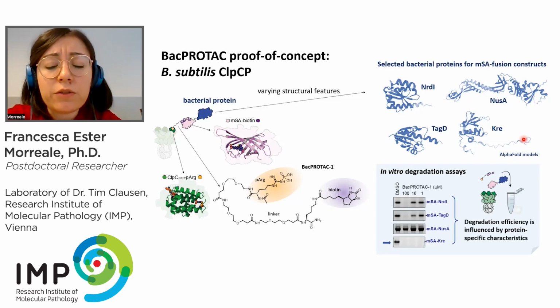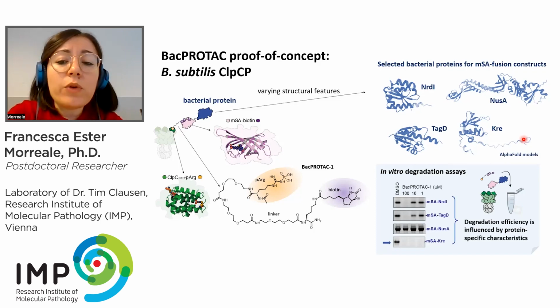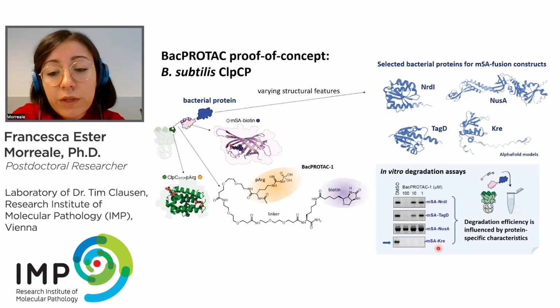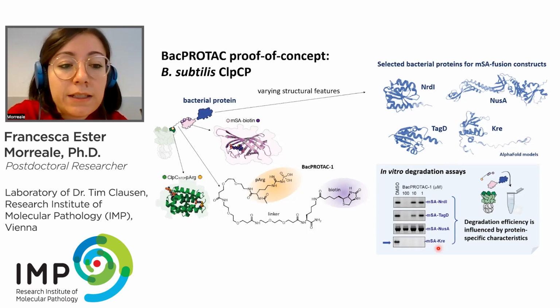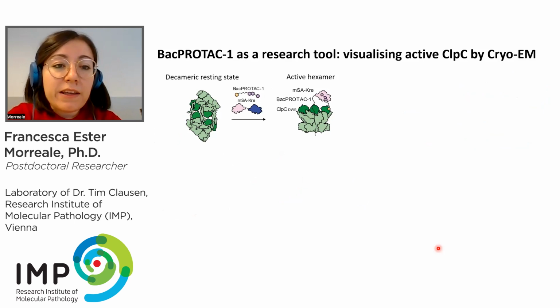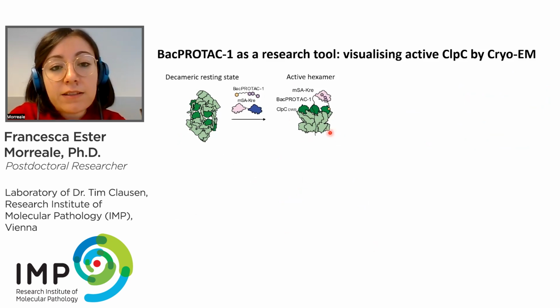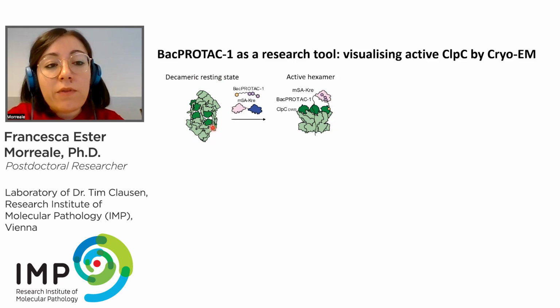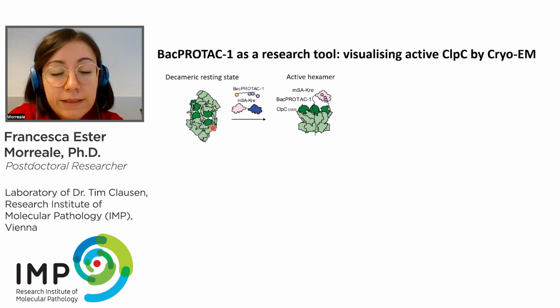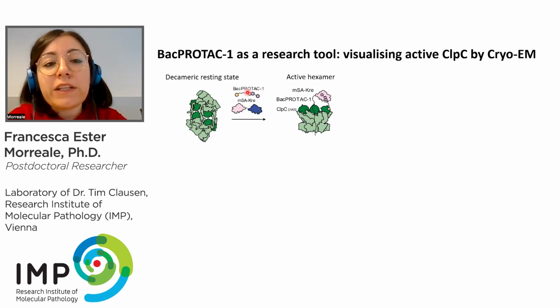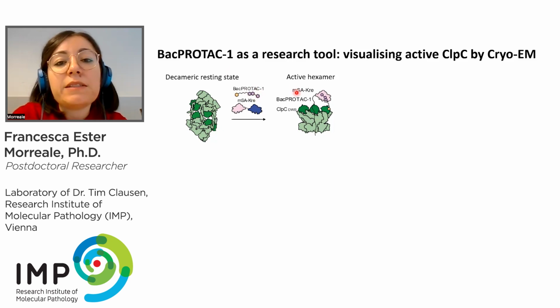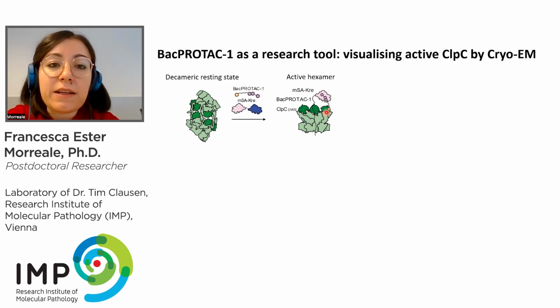And what I want to tell you now is also how we use these excellent substrates that we identified for structural studies. Because what I haven't told you so far is that ClpC is active as a hexamer. However, it normally forms an inactive decamer. And this is to avoid uncontrolled proteolysis inside the cell. However, in the presence of a BacPROTAC or substrate, I observed that degradation occurs. So this means that the protein must be in its active state.